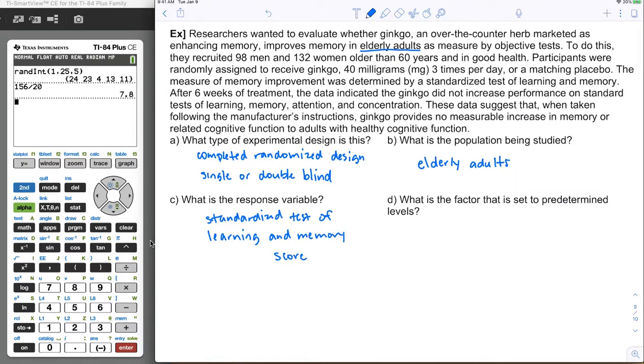And one more, what is the factor that is set to predetermined levels? So the factor would be the dosages that they were given. So they were either given the 400 milligrams 3 times per day of ginkgo, or a placebo.